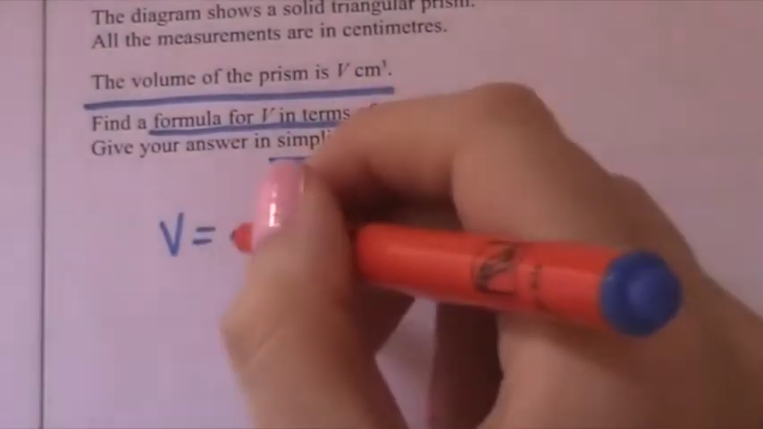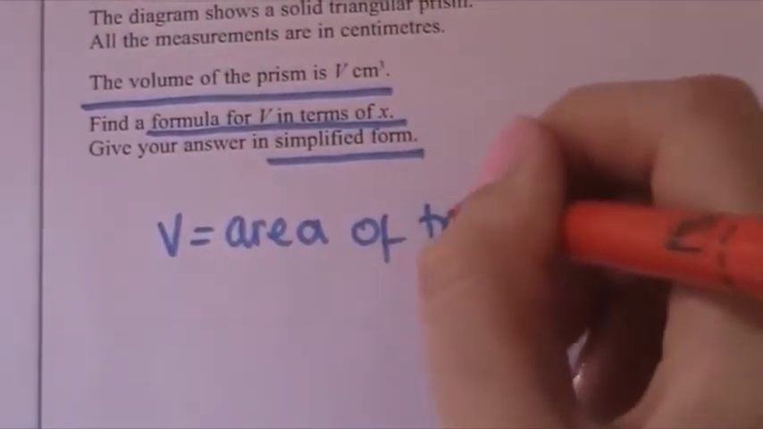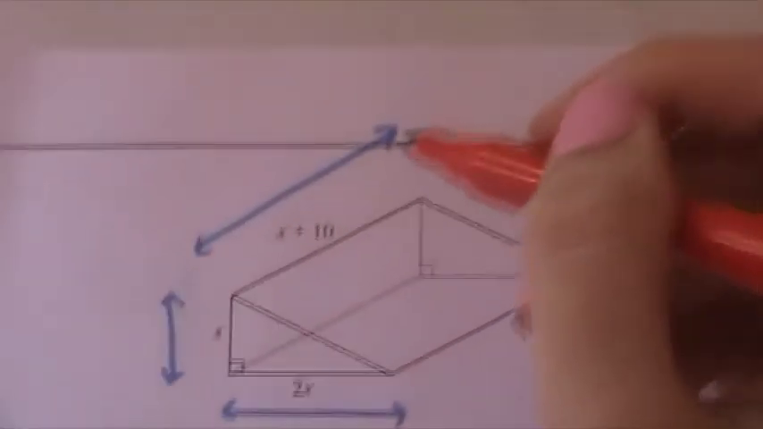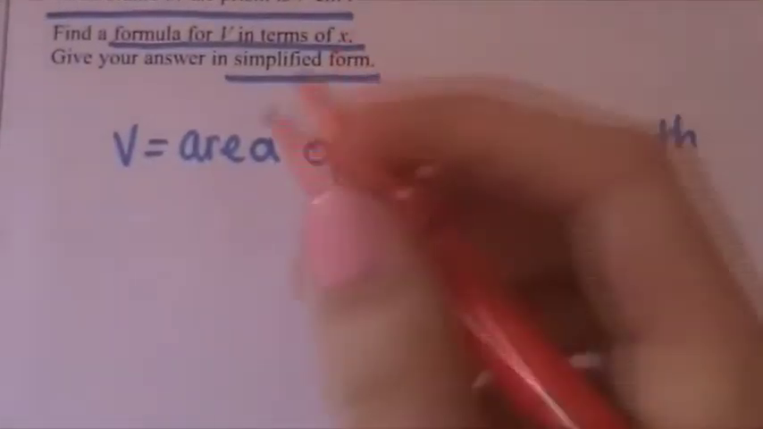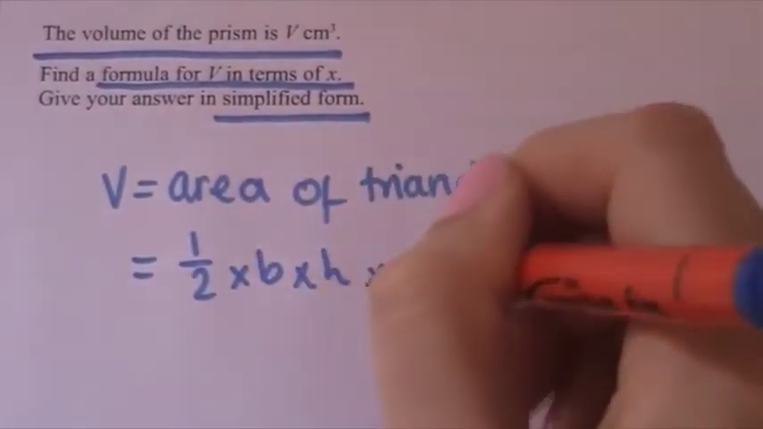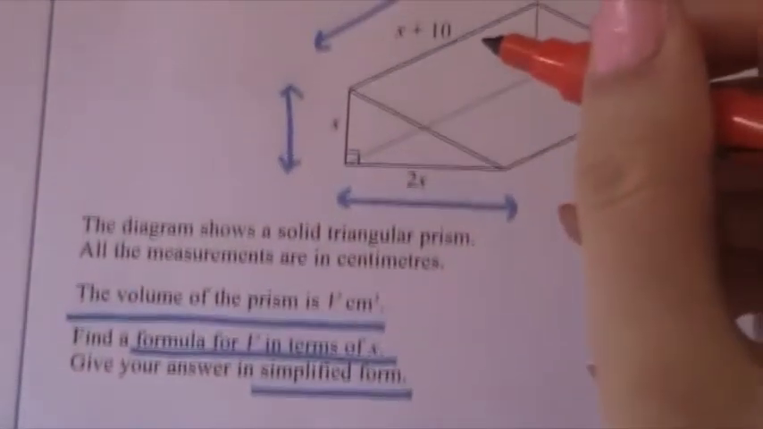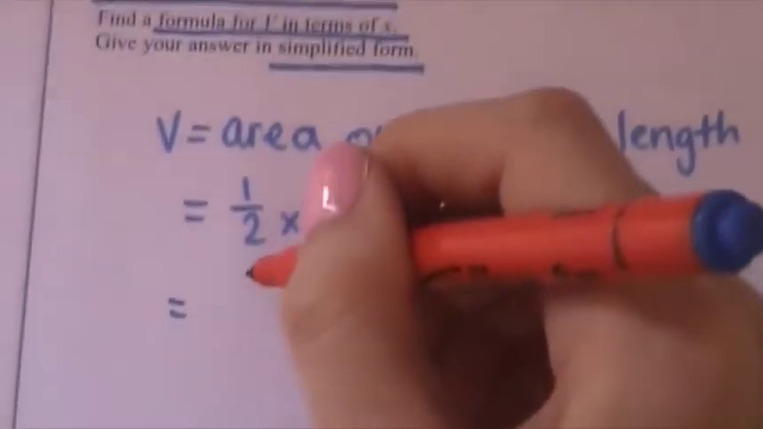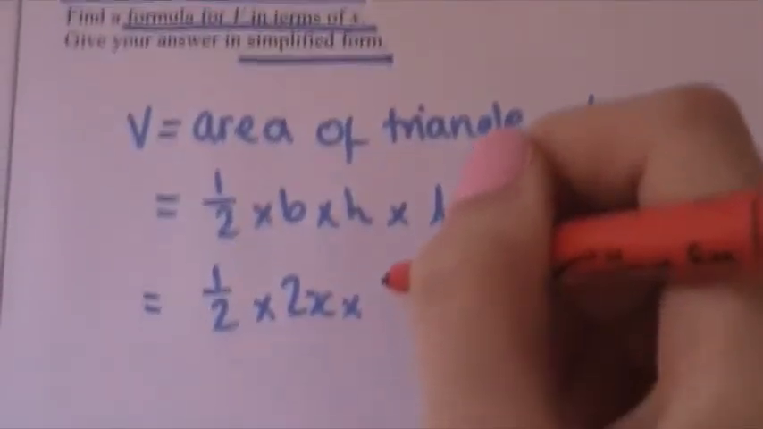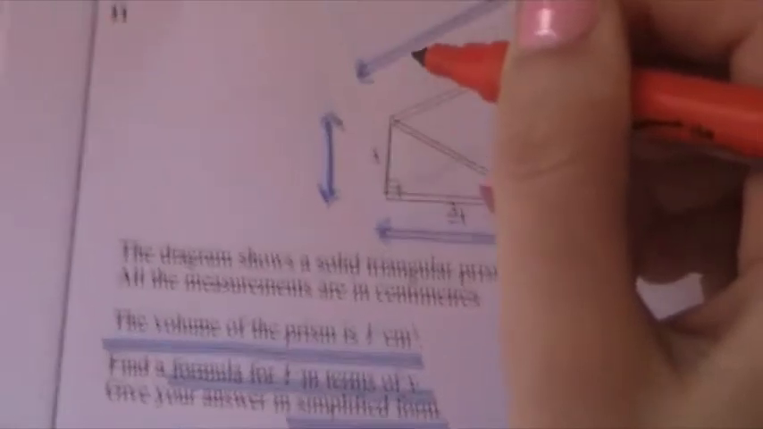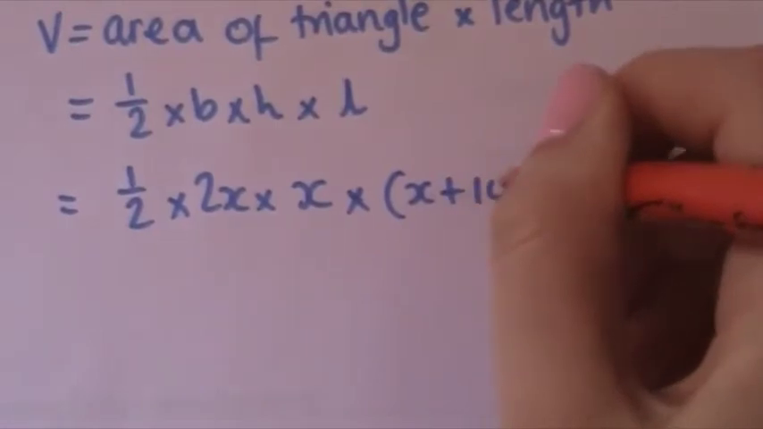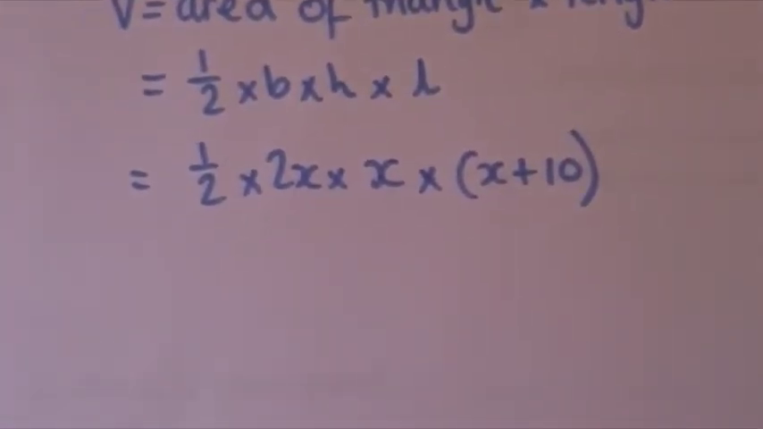So the volume of this is going to be area of triangle multiplied by the length. So this would give us a half times base times height times the length. So we can now start to look at these numbers. My base is 2x, so down here a half times 2x. My height is x, and my length, which is going along here, is x plus 10, which we're going to put in brackets, as that's the length. So now we can start trying to simplify this.